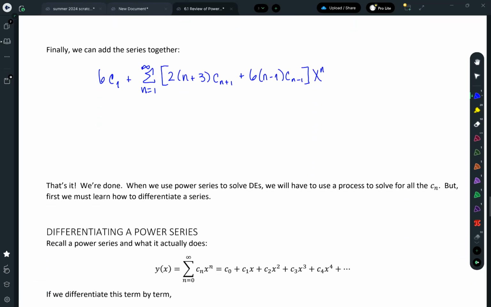Okay, but that's it for adding them. And you'll have homework where you have to shift the indices and change the powers of x in order to get your series added together.